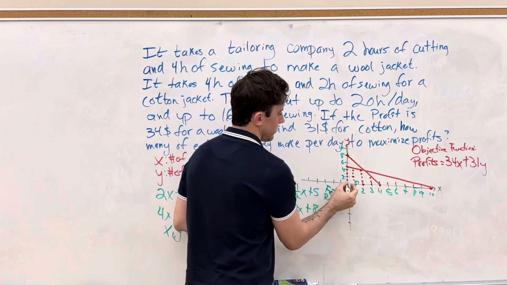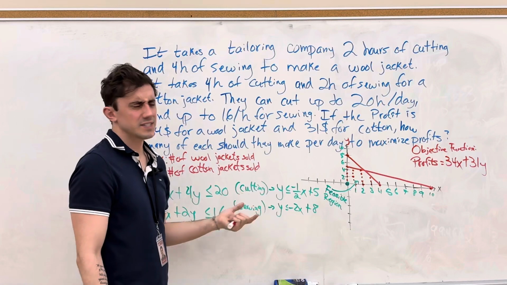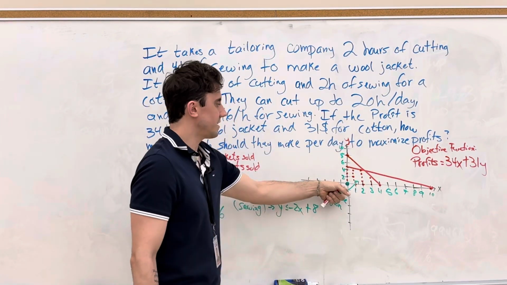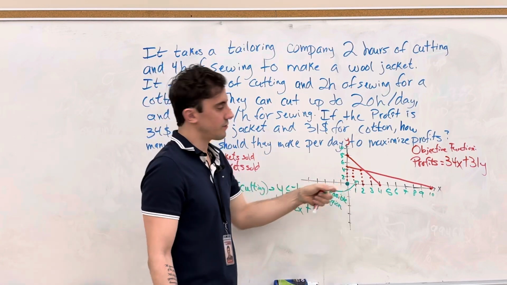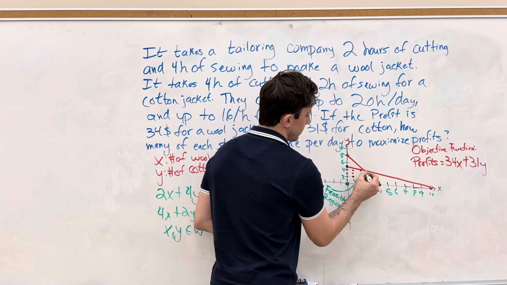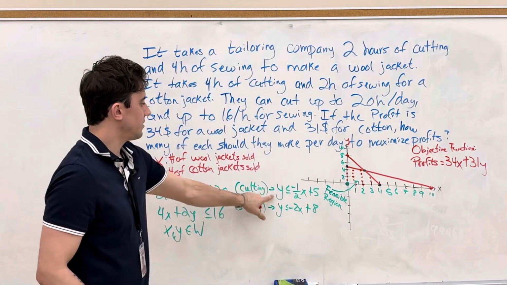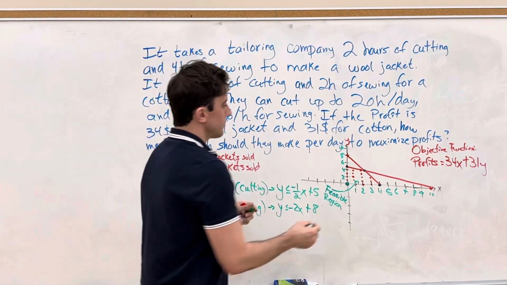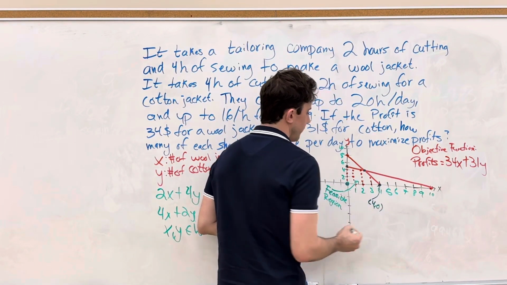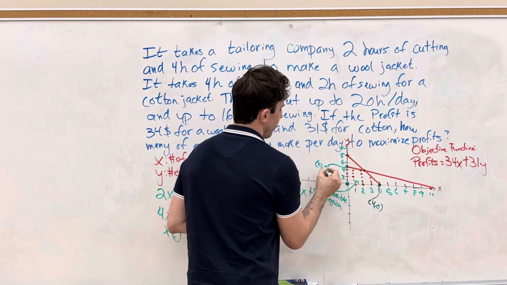We could test the origin. This is likely to be the case maybe if we're minimizing, but obviously we're not minimizing profits here. We want to maximize profits. It's unlikely that selling no jackets is maximizing profits. Likely we're going to use this point here, or this point here at the intersection of these two lines, right? So this point is clearly at 4, 0. This point is clearly at 0, 5.